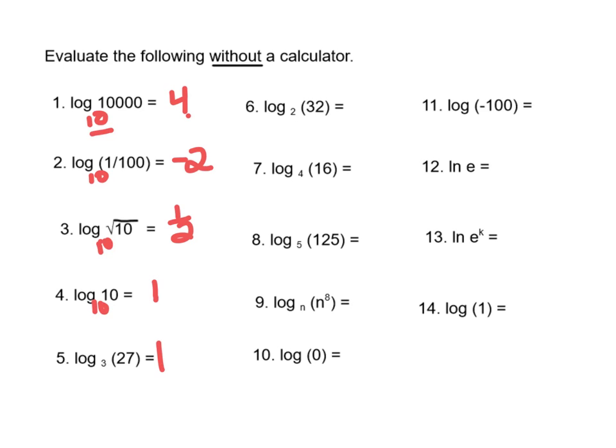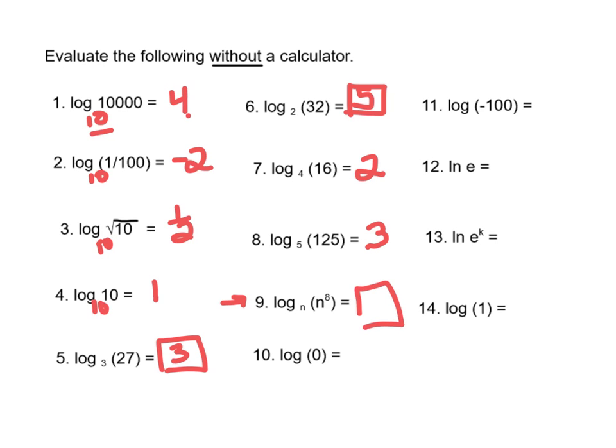Number 5, 3 to what power is 27? Well, that would be 3 cubed. 6, 2 to what power is 32? That would be 5. 7 would be 4 squared equals 16. 8 is 5 cubed is 125. So those are all numerical ones that you could actually check or think about as you're going through, rewriting it maybe in exponential form. Number 9, it would be n to what power equals n to the 8th, and that would be 8.